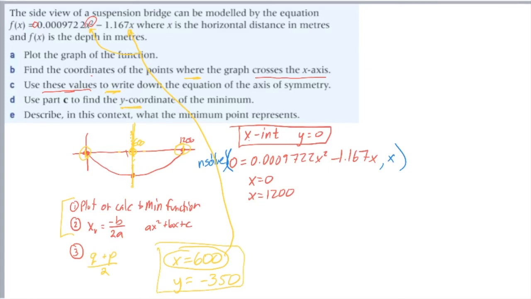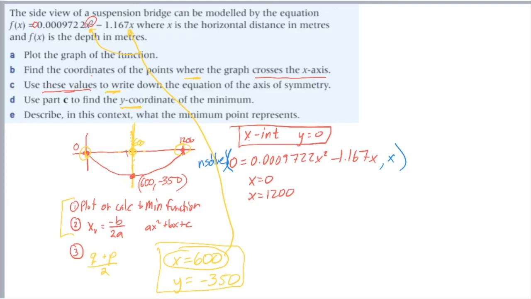Now, at this point, I can go back to A, which is to plot the graph of the function. And you can see that I kind of plotted it as I was going, right? I've got my x-intercept here at 0. I've got an x-intercept here at 1200. And then I've got my minimum now, which is at 600, comma, negative 350, which is what I just came up with. And that's a pretty good plot of the function. That's all that's needed, all right?